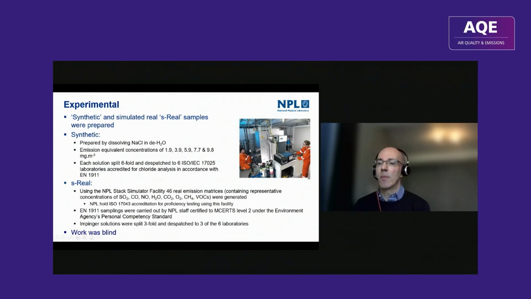Okay, so there were two types of samples that were dispatched to try and address these kind of questions. One we called synthetic, and the other we called simulated real, SReal for short. The synthetic samples were prepared by dissolving sodium chloride in deionized water. Those were obviously all prepared in terms of micrograms per milliliter.